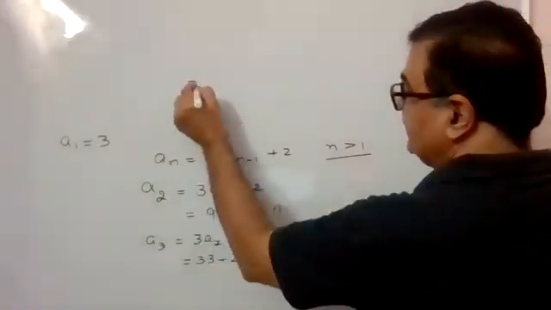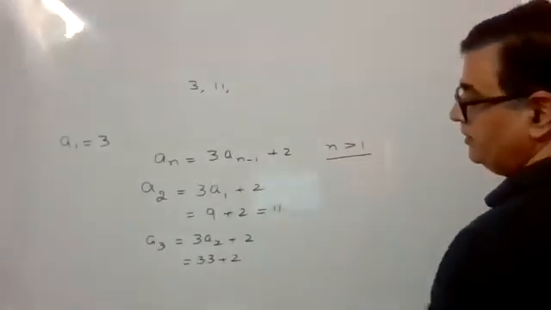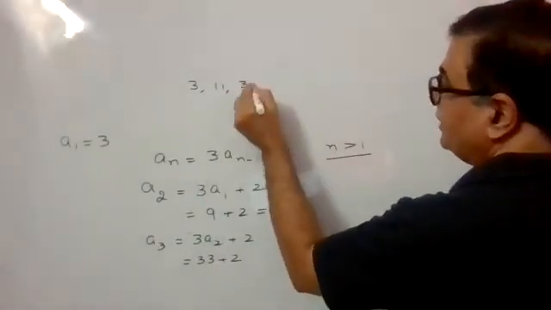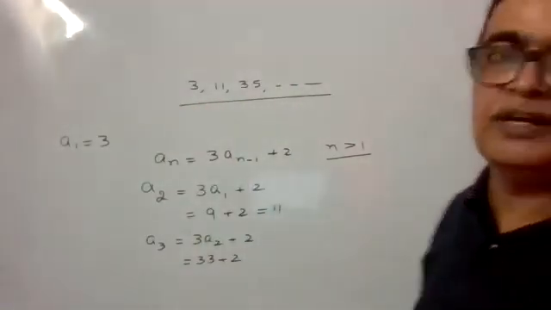So we will say the first term is 3, the second is 11, then 35, and so on it goes, 107.